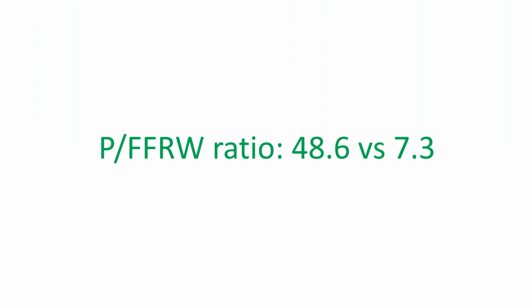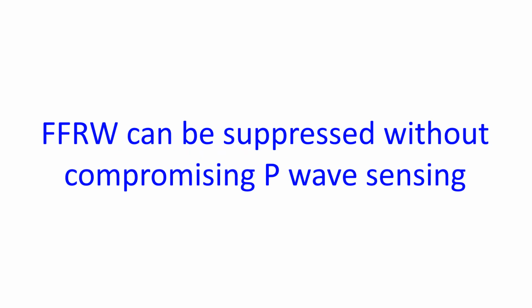P-wave amplitude was slightly smaller in the short tip ring distance electrode group but was not statistically significant. There was a significant reduction in FFRW in the short tip ring distance group during both intrinsic rhythm and pacing. The ratio between P-wave and FFRW was much higher in the short tip ring distance group, mean 48.6 versus 7.3. FFRW and P-wave amplitudes did not change at hospital discharge or during follow-up.